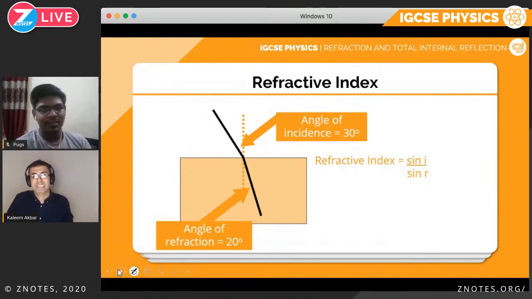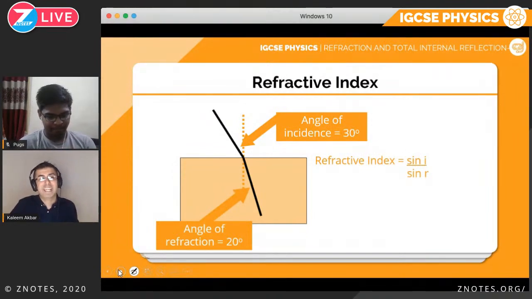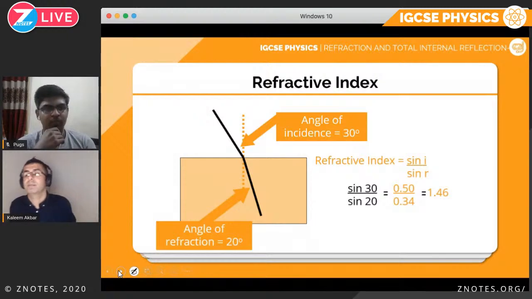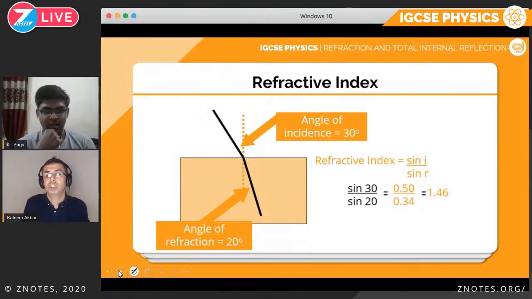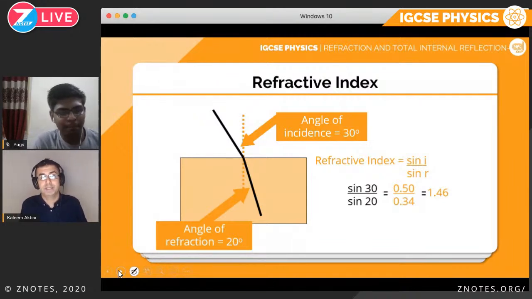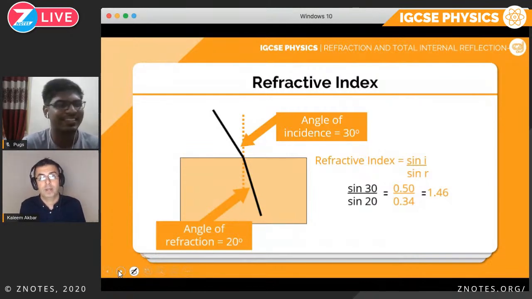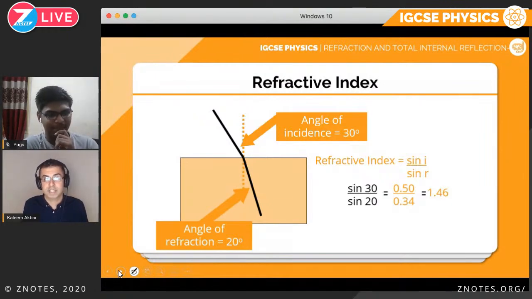So the two formulas that you need to know: refractive index equals sine I over sine R. In this case, sine 30 divided by sine 20 will give us 1.46 eventually, after we get 0.50 and 0.34. Now guys, horrific mistakes get made with this formula. Students are very good at doing sine I over sine R, and they'll get 1.46. But you'll see students that won't even put in sine. They'll put 30 over 20, and you're like, why did you miss the sine? No, it's sine 30 over sine 20.